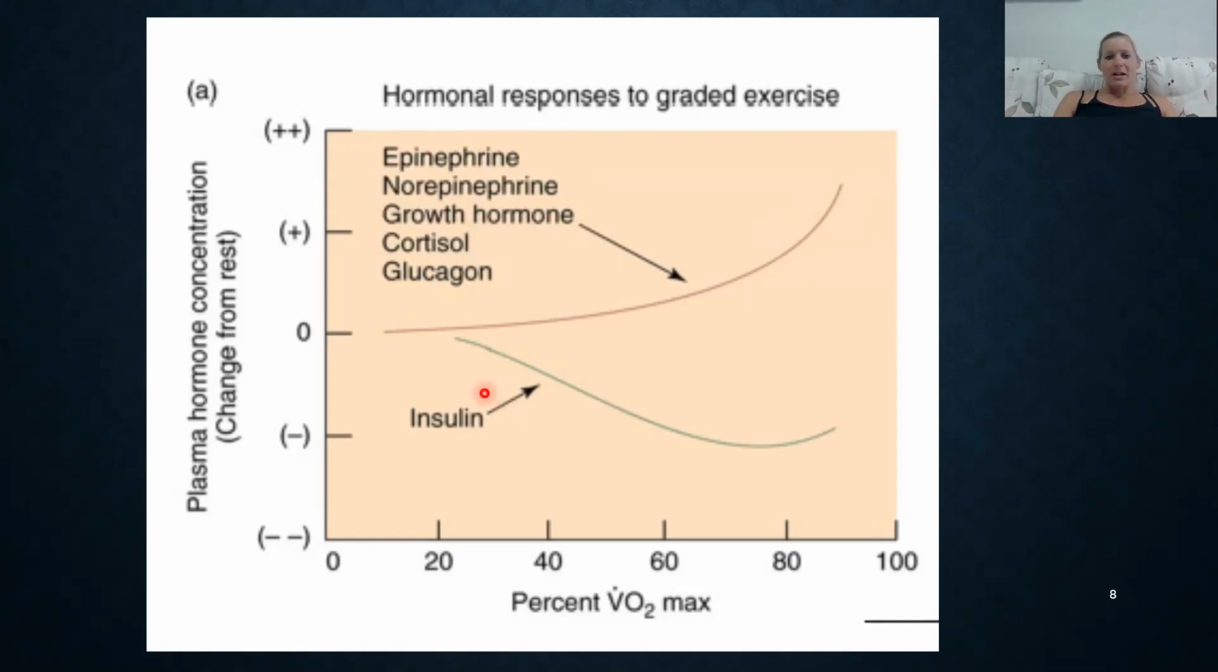Insulin is the only hormone that we're going to see decrease when I do acute exercise. The reason for that is insulin's job is to store fuel. It's going to help us to store sugars. Well, I don't want to be storing sugar while I'm exercising because I want to be able to use those sugars. So I'm going to shut off insulin and turn on glucagon, which is going to allow me to use those sugars.